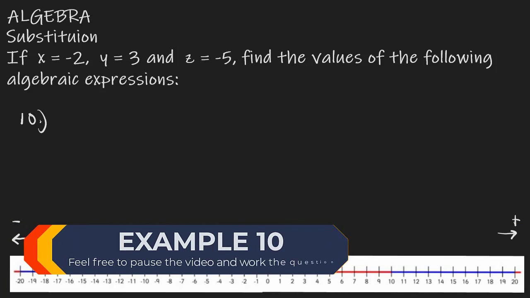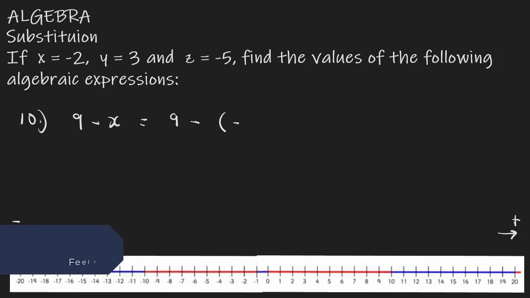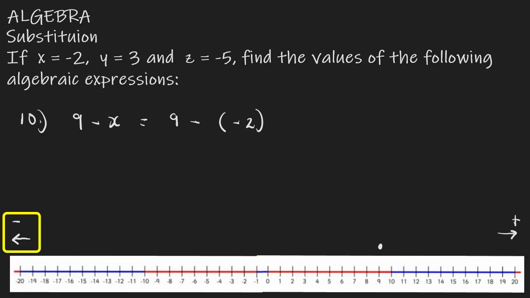Number 10. We have 9 minus x. So we have 9 minus negative 2. So my starting point is at positive 9. And I'm subtracting, so I'll be jumping to the left. But I'm subtracting a negative number. And when you subtract negatives, you reverse your direction. So essentially, I'm actually jumping to the right 2 spots. So if I start at positive 9 and I jump to the right 2 spots, I get 1, 2. So my answer is positive 11. So 9 minus negative 2 is equal to positive 11. Answer.